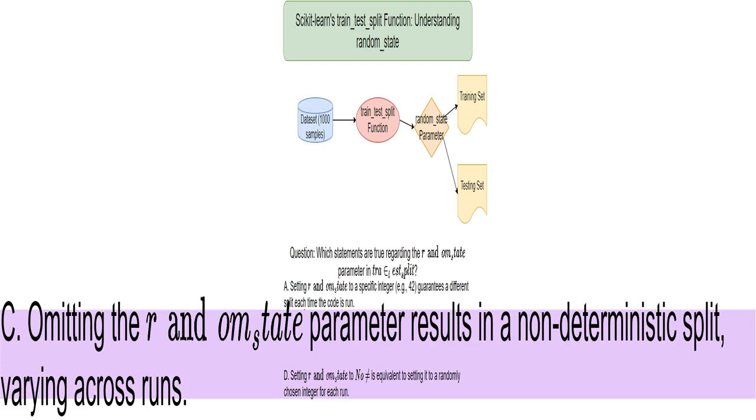Statement C is about leaving out random_state. This is also correct. Without random_state, the shuffling is based on the system's current random seed, which changes across runs. Therefore, the split will vary each time you execute the code, similar to rolling dice.